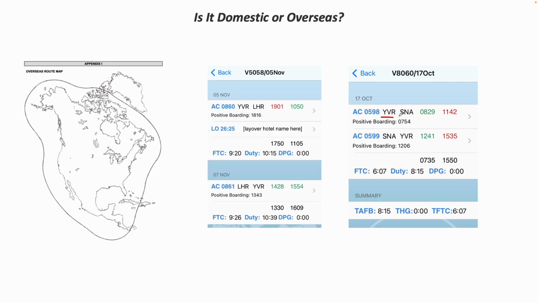Only one more example. We have Vancouver to Santa Ana, and right back from Santa Ana to Vancouver. That would be shown on the map like this. And coming right back. This is pretty clearly inside of the boundary lines, so this would be a domestic classified pairing for the purposes of meal allowances and for crew rest.